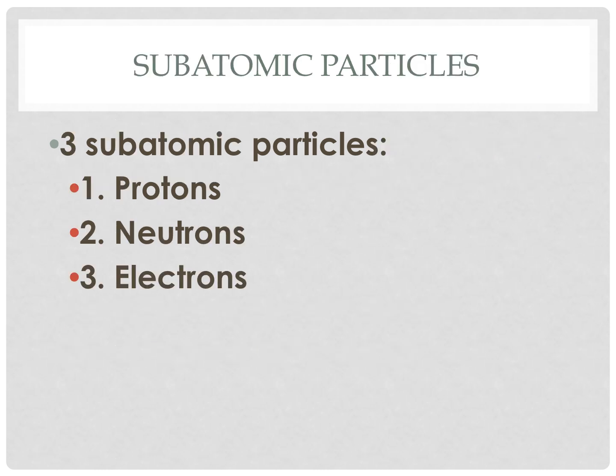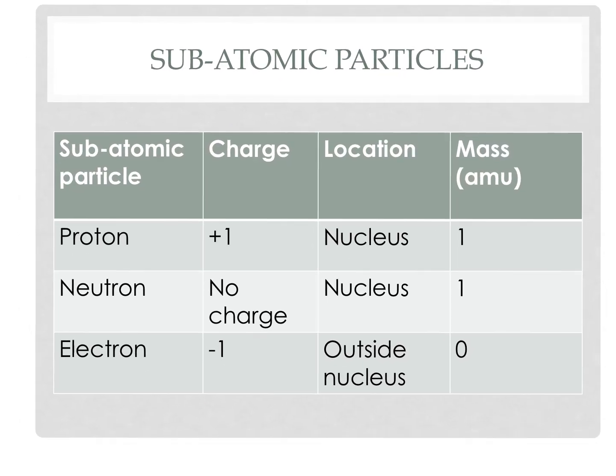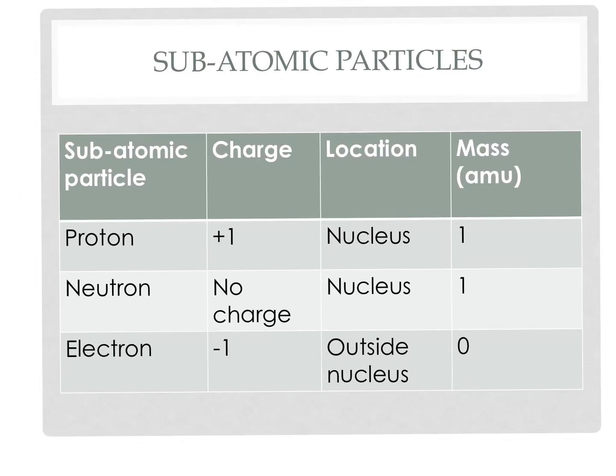Today, we're going to review really basic structures. The three main parts of an atom are the proton, the neutron, and the electron. If we look a little bit deeper into protons, neutrons, and electrons, I want you to copy this chart down in your notes. You need to know the charge, the location, and the mass of those particles.